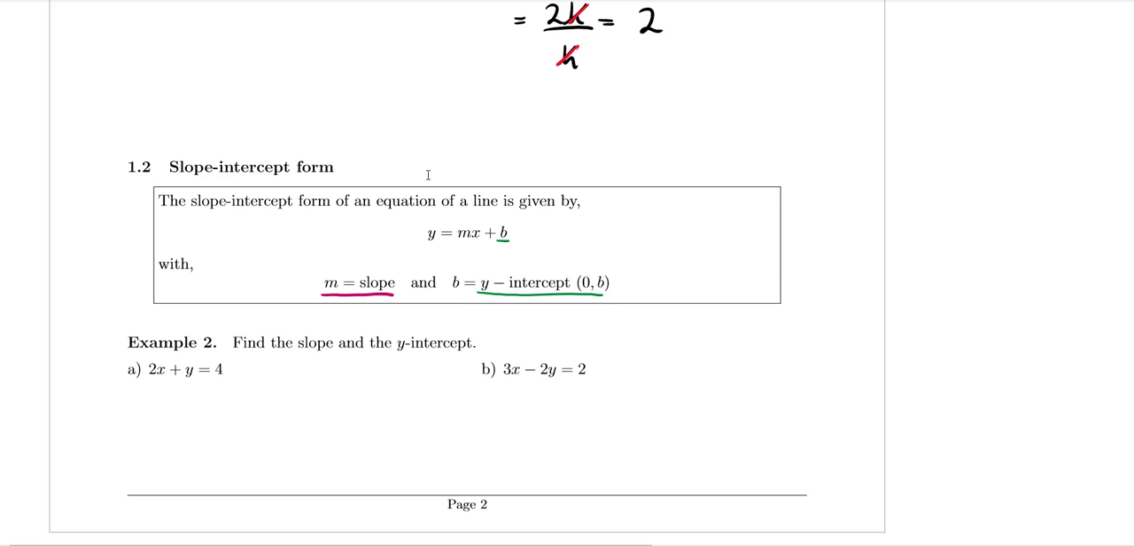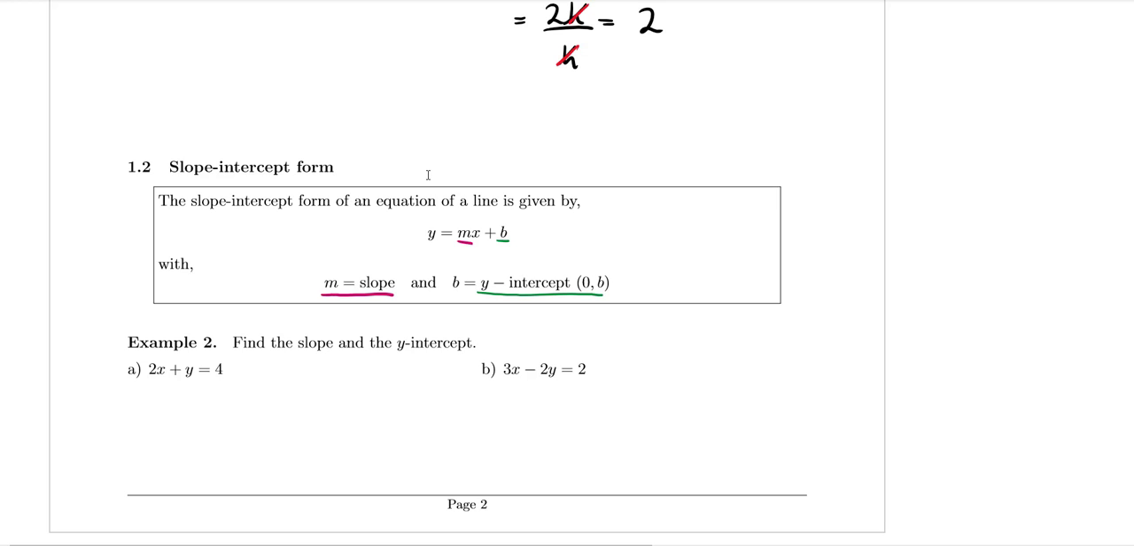Now I like this particular form a lot because it is very easy to graph a line once you know the y-intercept and the slope. You don't need to do anything else, and later on we might graph a line, but it's very useful to know the slope and the y-intercept. And let's practice with example 2 here, where it's asking us to find the slope and the y-intercept of a given line. So here we have example A, which is the line 2x plus y is equal to 4. And it's asking us to find the slope and the y-intercept.